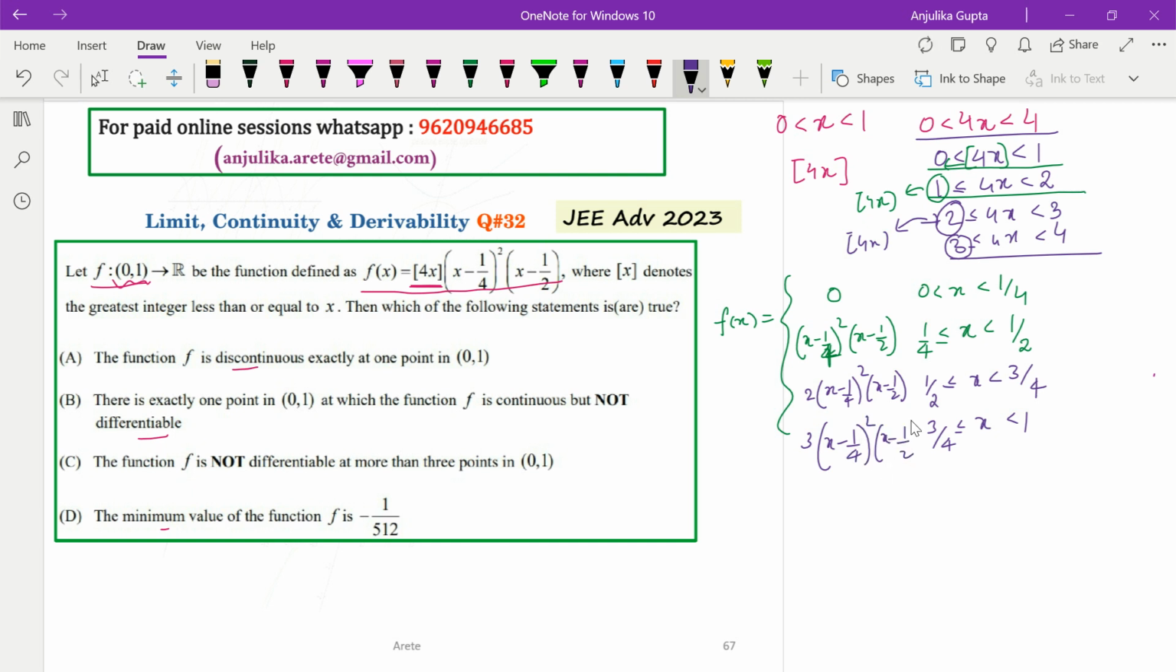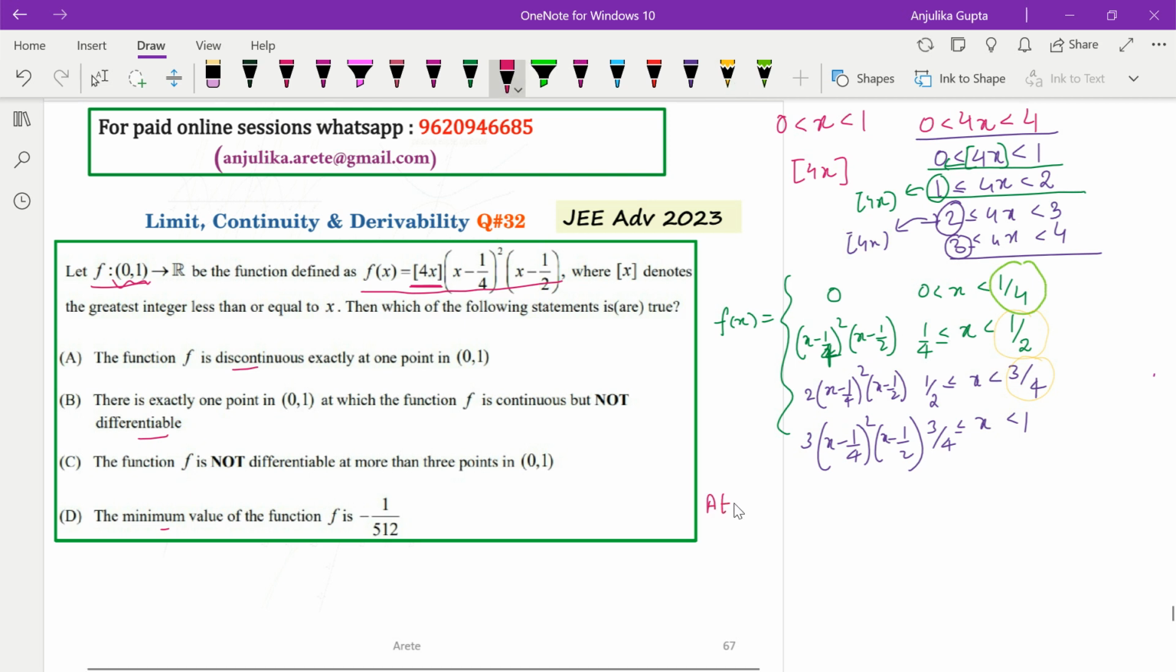Now let's look at the continuity of the function. Which points would you like to check for continuity? Of course, the points where they are breaking. Otherwise, these are polynomials, they are continuous. You have to only think about the points where they are breaking, that is 1/4, 1/2, and 3/4. 0 and 1 are anyway not there. So you have to just check.